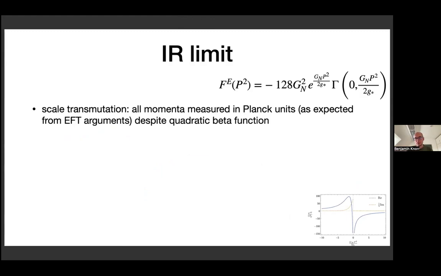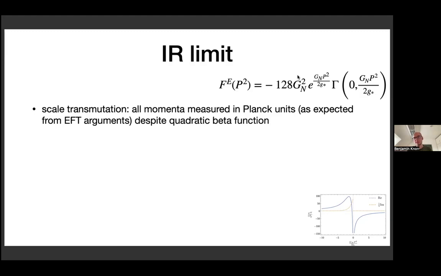There's a few nice features of this form factor. The first thing that you notice if you look sharply at this is what I might call scale transmutation. So notice how every occurrence of p squared, so in the exponent or also in the incomplete gamma function, is accompanied by a factor of gn. So all momenta are measured in Planck units, and this is kind of expected from EFT, right? But also this is in a sense funny because remember the beta function was quadratic in Newton's coupling. So what you effectively get is all the factors of k squared in the k to 0 limit are transformed into factors of gn.